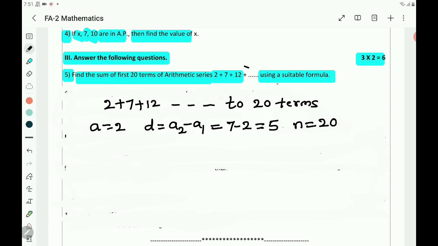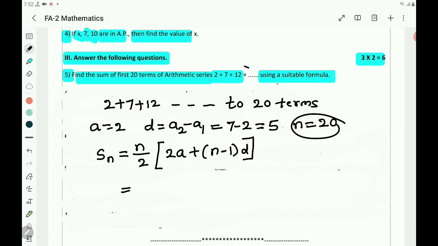Then you write the formula for Sn. Sn equals n by 2 into 2a plus n minus 1 into d, equals n is 20. So you write n by 2, means 20 by 2.